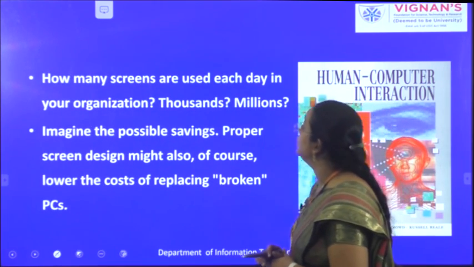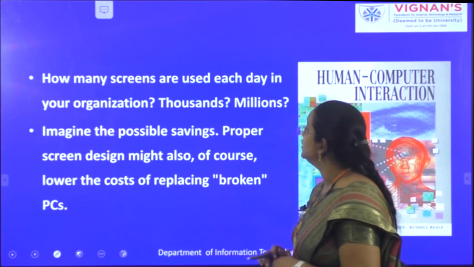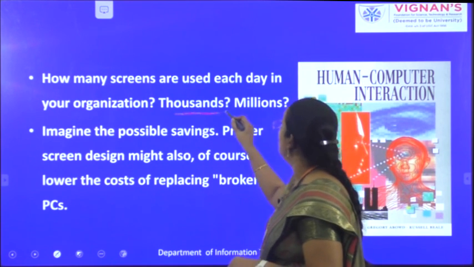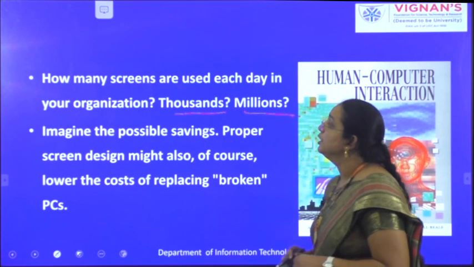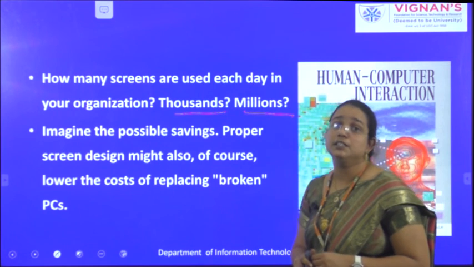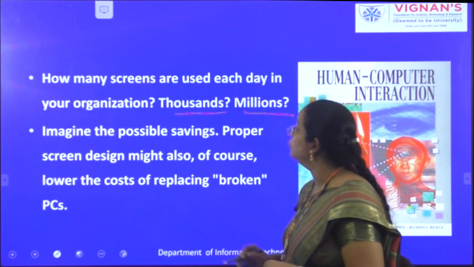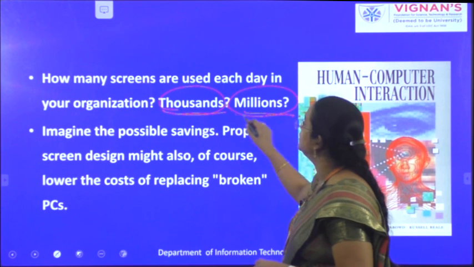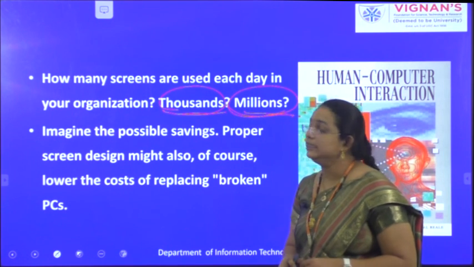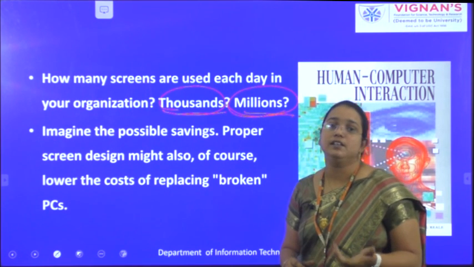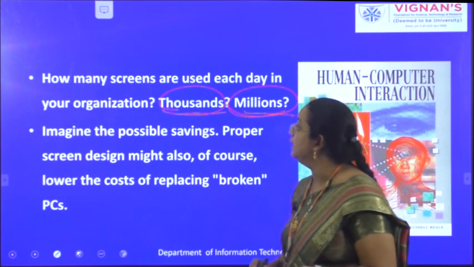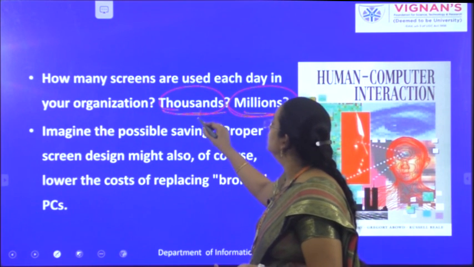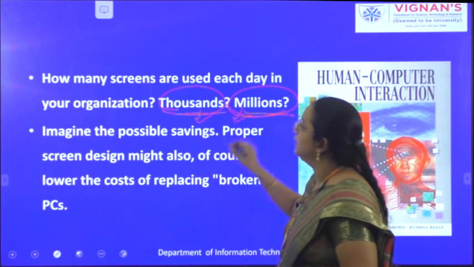How many screens are used each day in our organization? Either thousands or millions. So, if the screen is poorly designed, then we have to spend thousands or millions of seconds resolving the problems. If the screen is well designed, then we are going to save this much time.